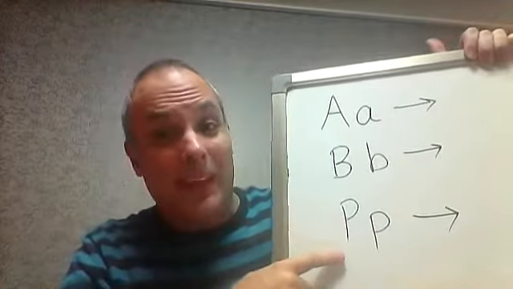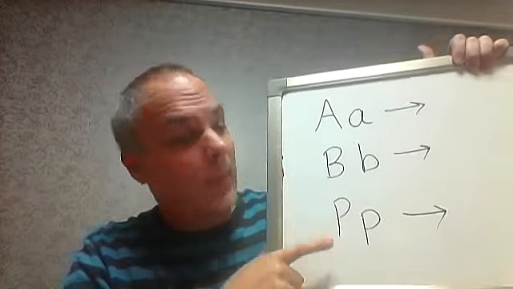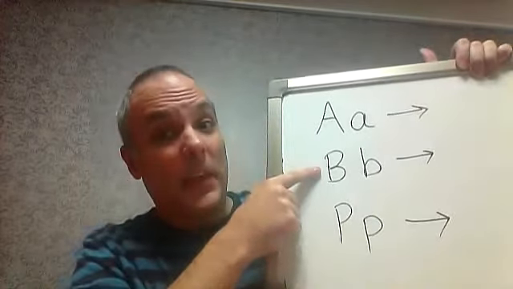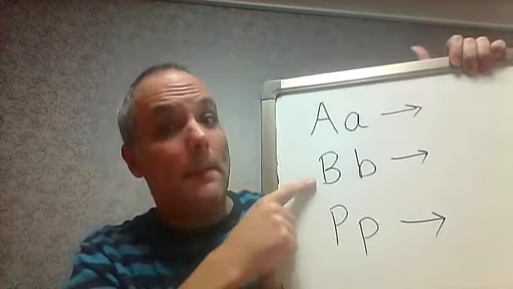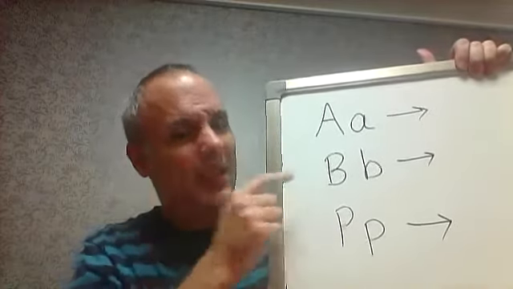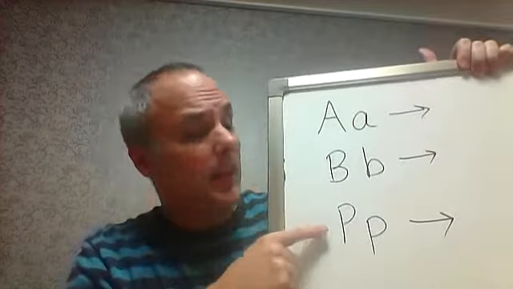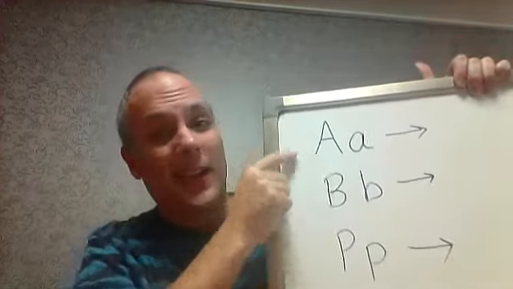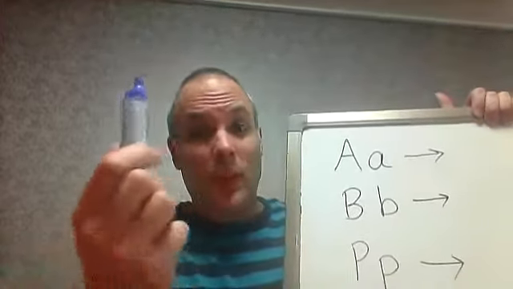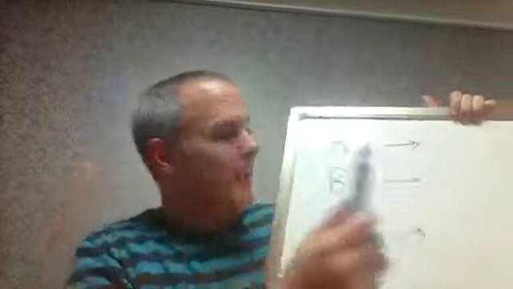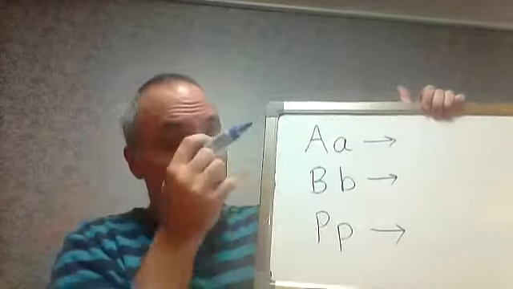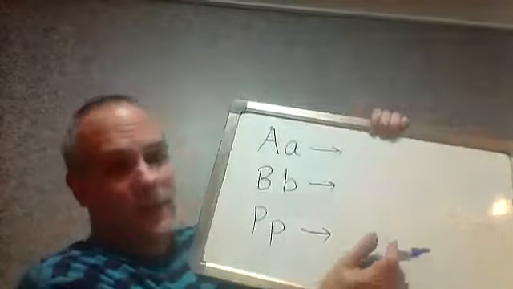This is P. P, okay? So P, B, P, B. Yeah, B, P, B, P. Okay, so we need markers, okay? And we're going to write this one. So we're going to write A, like this, okay?